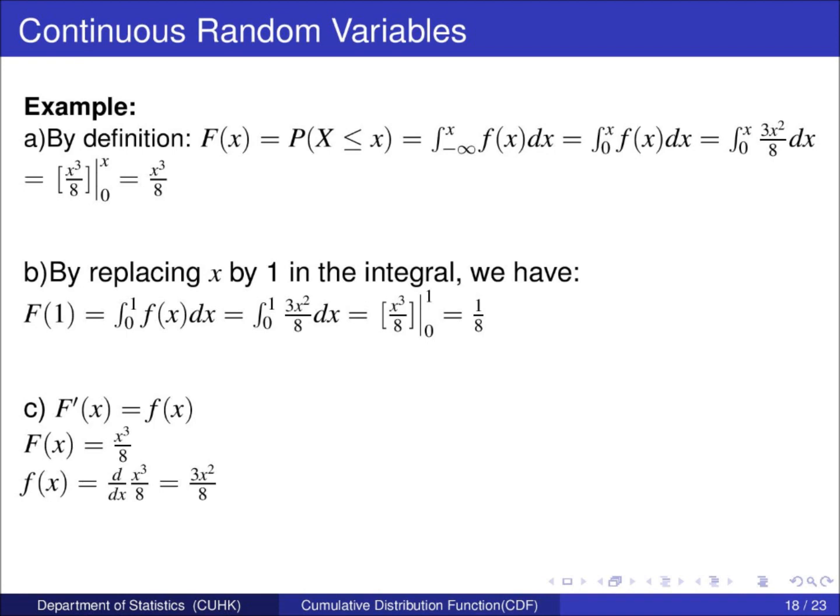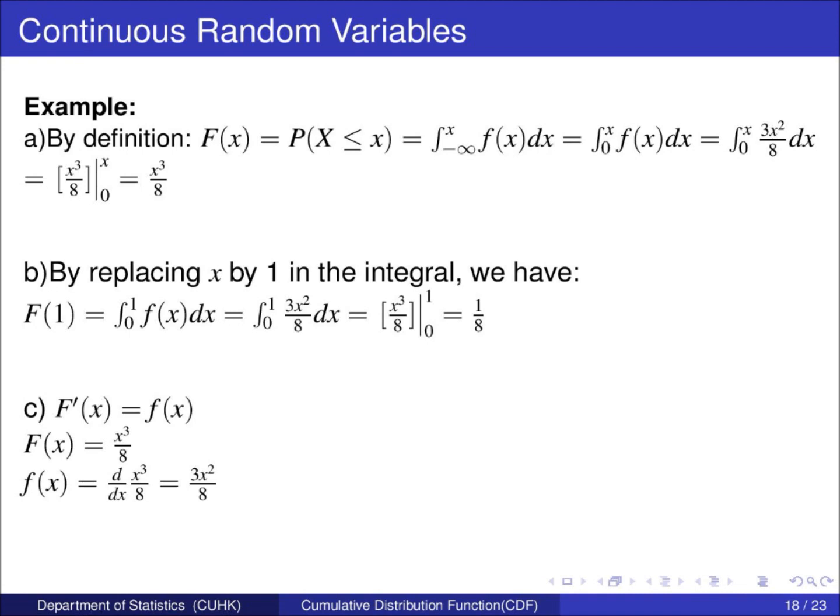For part A, from the definition, we know the CDF is equal to the integral of f(x) dx, where f(x) is the function. So we can substitute the function, which is equal to the integral of 3 times x squared over 8 from 0 to x, dx. By simple integration skills, integrating x squared dx will get x cubed over 3, and the 3 in the denominator will cancel with the 3 in the numerator, so we get x cubed over 8, with the limits from 0 to x. So the CDF is equal to x cubed over 8.